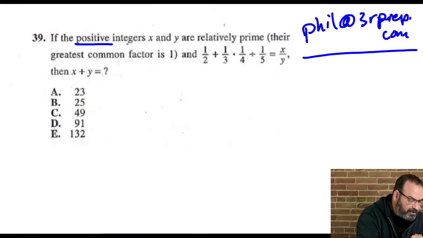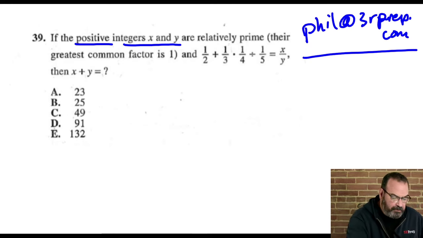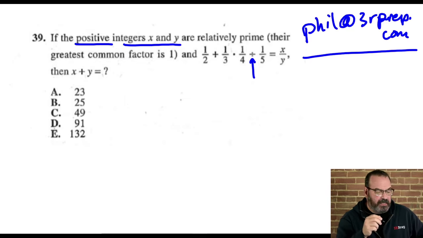So this question says, if the positive integers x and y are relatively prime, the greatest common factor is 1, and 1/2 plus 1/3 times 1/4 divided by 1/5. You might have gotten this wrong because of the bad copy. A lot of times these are photocopies made into PDFs shared on the internet, and the ACT lately has been using the division sign. So that's probably the December test.